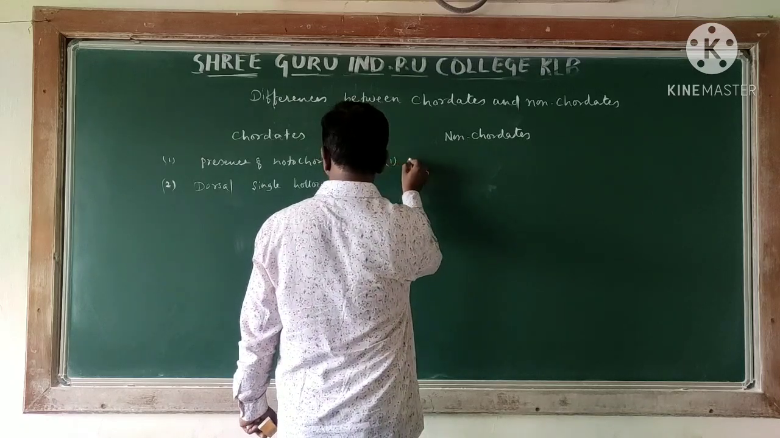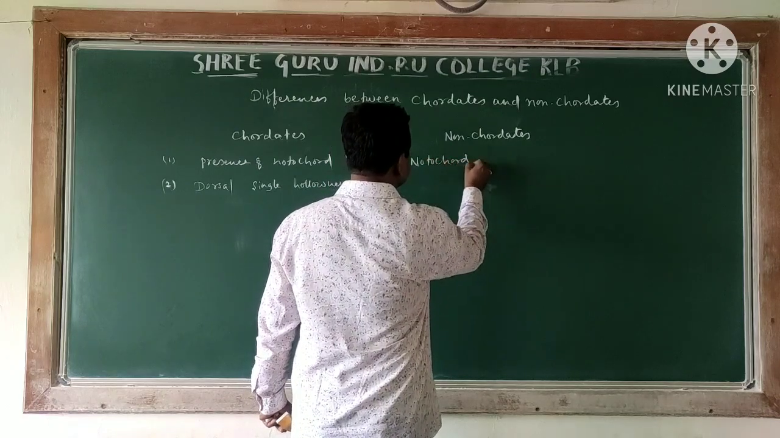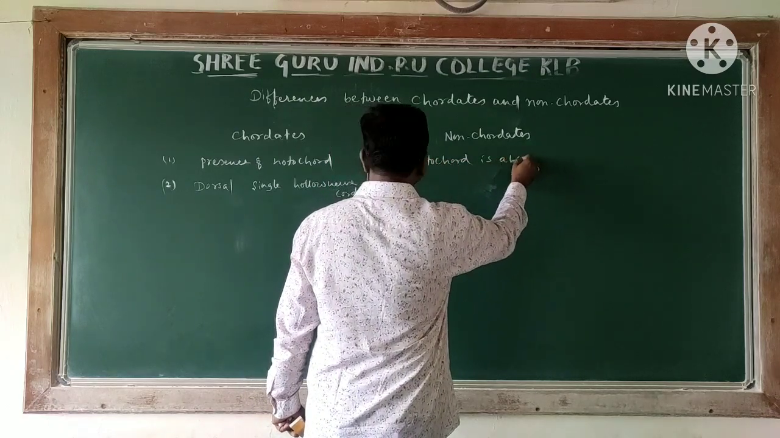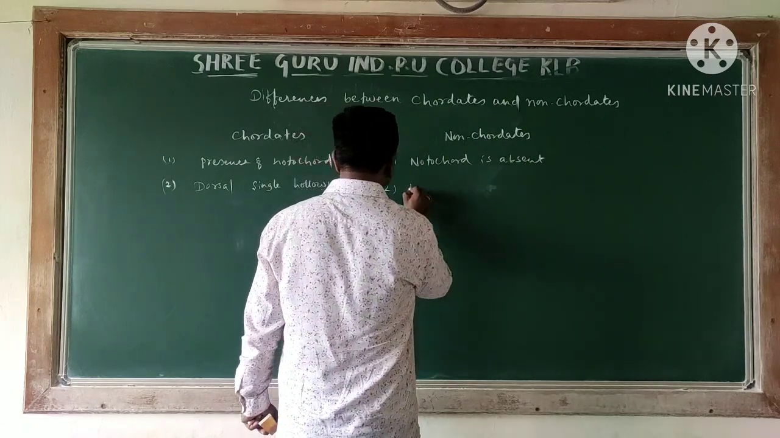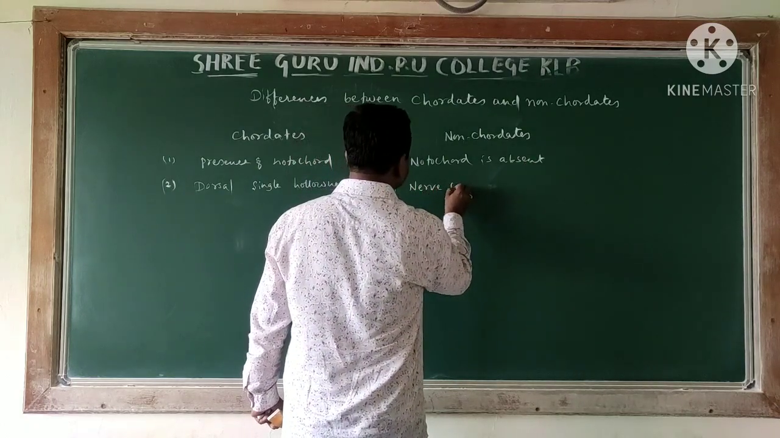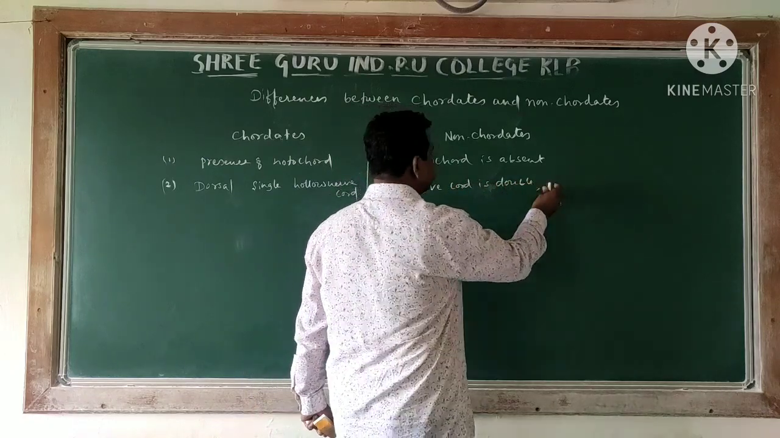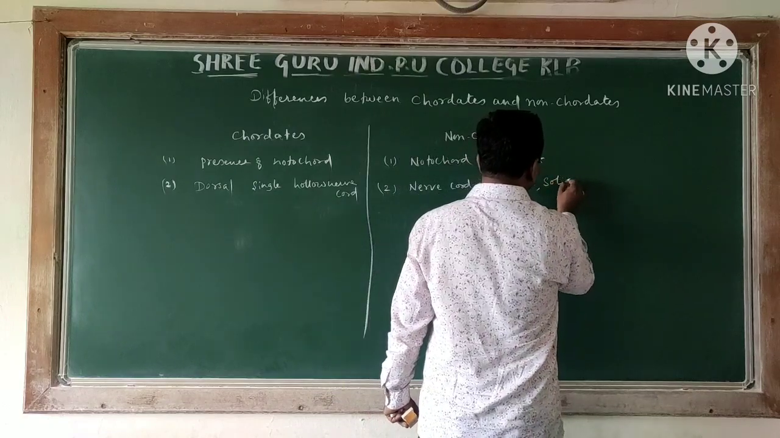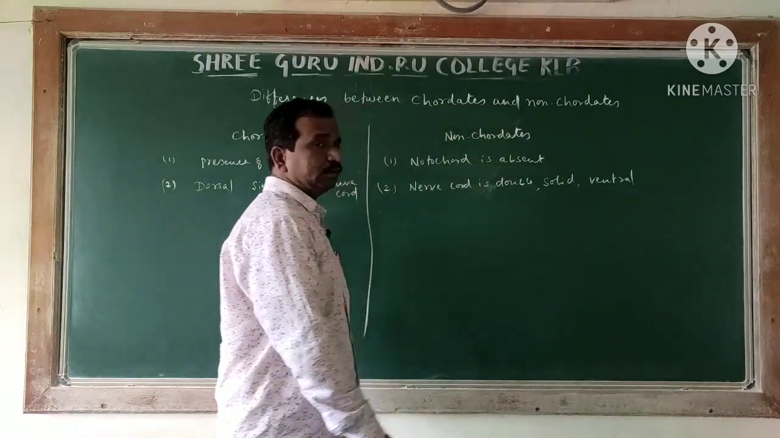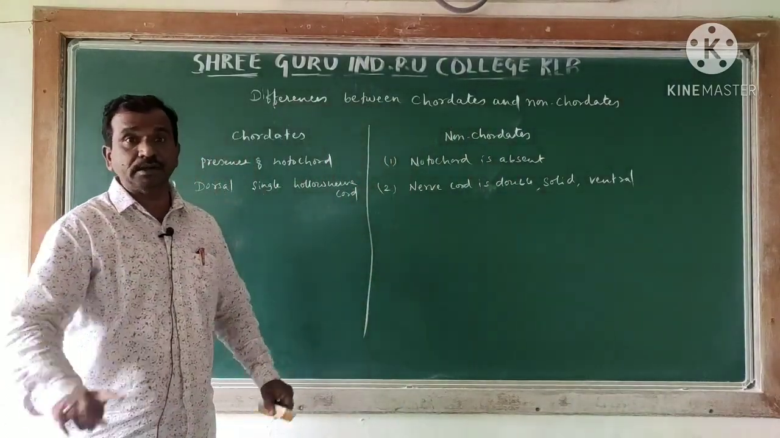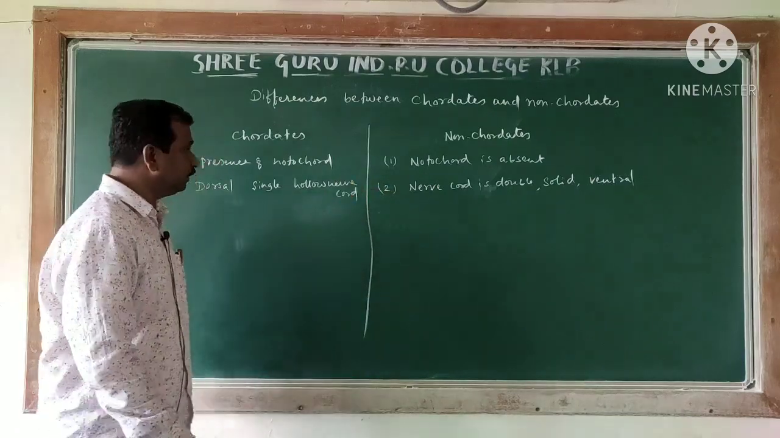Here we have to say that number 1, notochord is present, notochord is absent. Here nerve cord is present, yes, nerve cord is double, solid, ventral, like this. As we have discussed in the case of the annelids, double ventral nerve cord, so here you should not write absent.